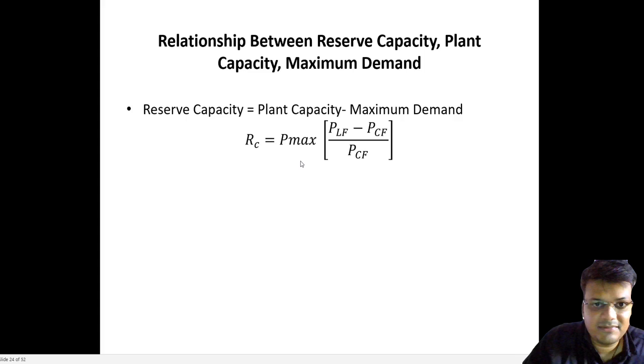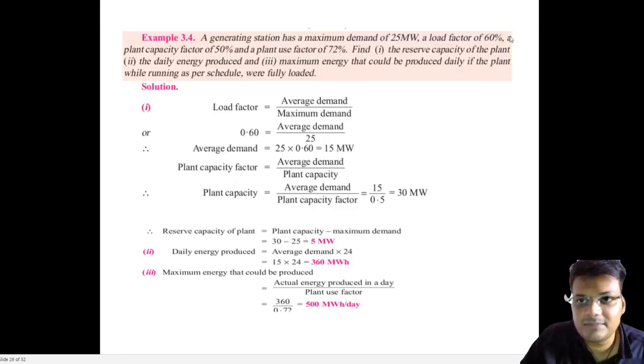You can easily see the load factor is given as average demand upon maximum demand. The load factor is 60%, so it will be 0.6. We want to calculate the average demand, and the maximum demand given in the question is 25 megawatts. So average demand is 25 into 0.6, which is 15 megawatts. Now the plant capacity factor is average demand upon plant capacity. So average demand we calculated is 15 megawatt, divided by the plant capacity factor, given as 50%. So 15 upon 0.5 is 30 megawatt. So the plant capacity is 30 megawatt.